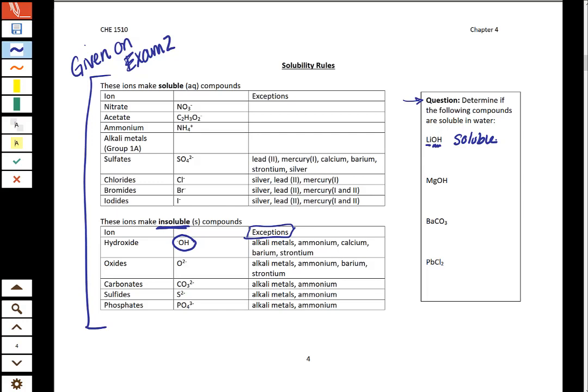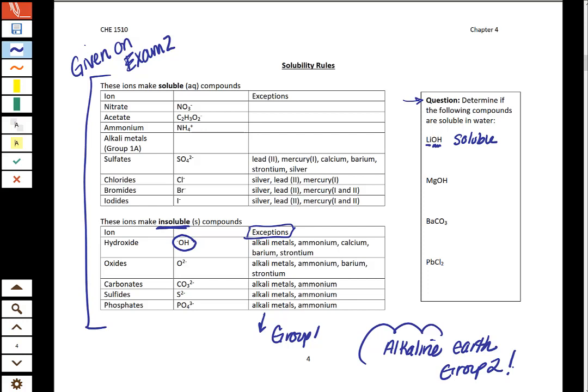So you certainly need to know that the alkali metals are group 1. Don't get that confused with the alkaline earth, which is group 2. Completely different. So make sure you keep those straight. So let's do magnesium hydroxide. Again, we find hydroxide. Magnesium is not listed here because magnesium is an alkaline earth element. And of course, magnesium is also not ammonium, calcium, barium, or strontium. And so this is going to stay true, and it's going to be insoluble.